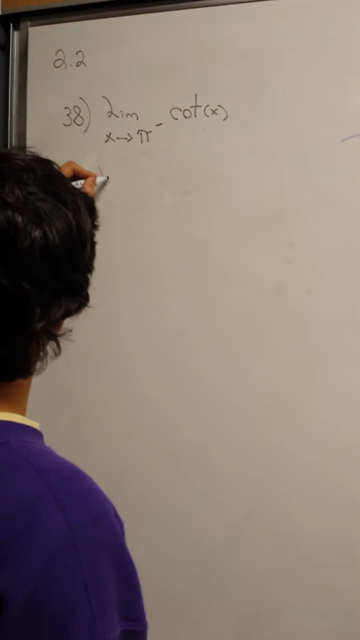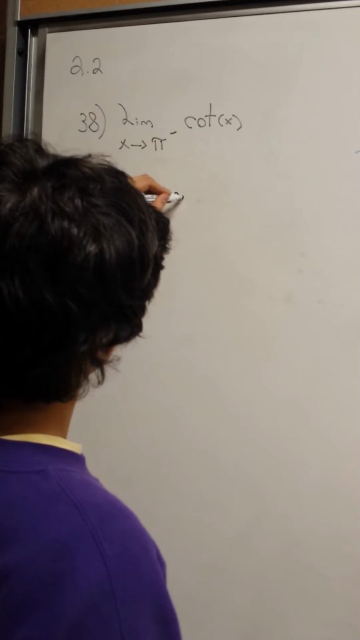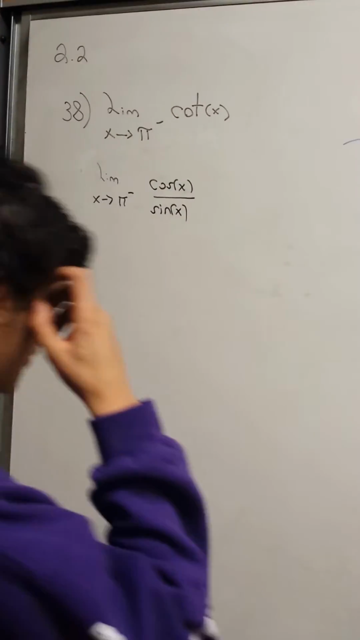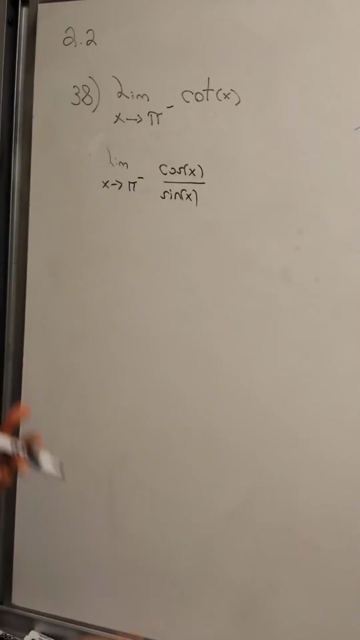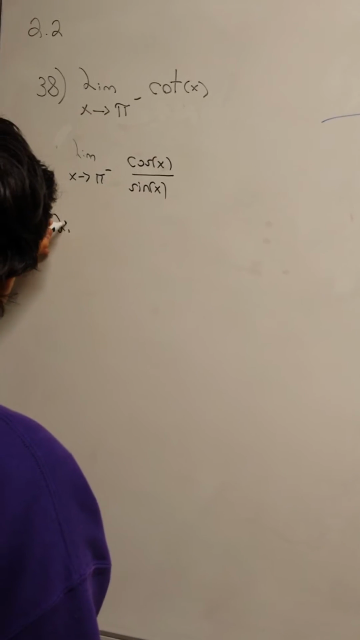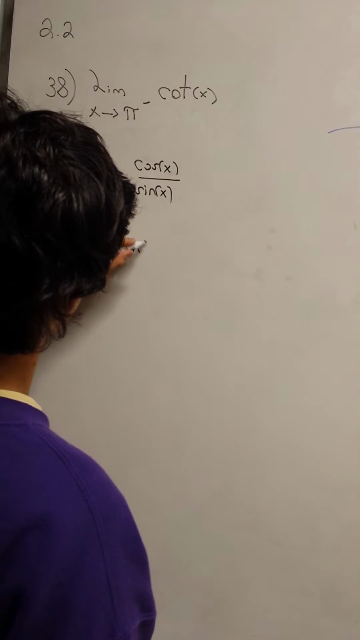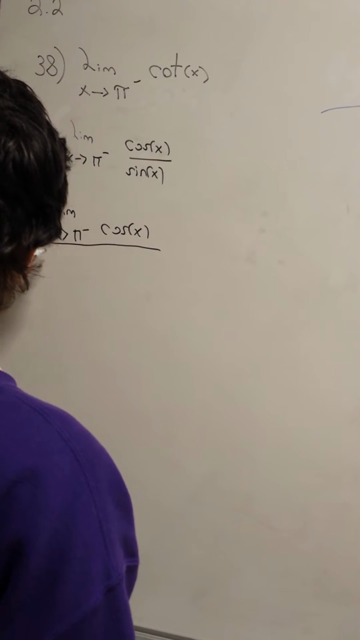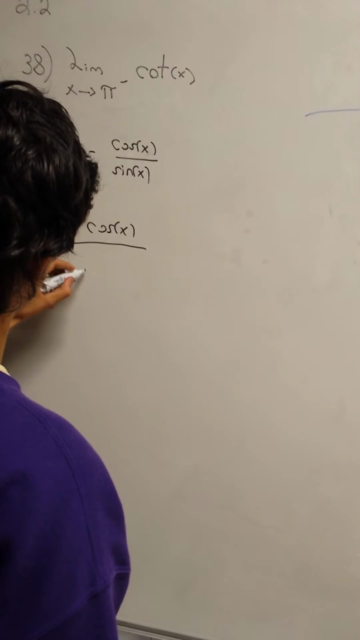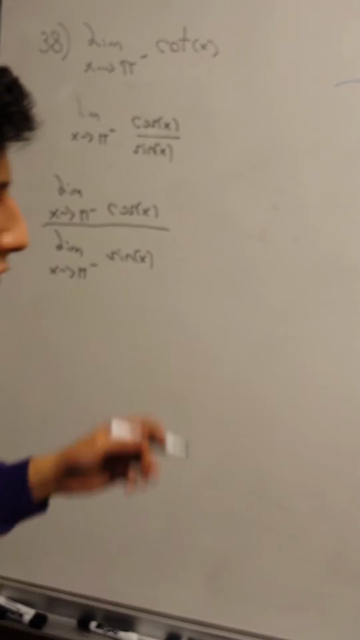So we can write the limit as x approaches pi from the left of cos of x over sine of x. Now, I'm actually going to write two different limit statements. Of course, you can do it, you don't have to. I think it will be easier for you to understand if I do so. The limit as x approaches pi from the left of cos of x divided by the limit as x approaches pi from the left of sine of x. And so let's evaluate each limit statement individually.